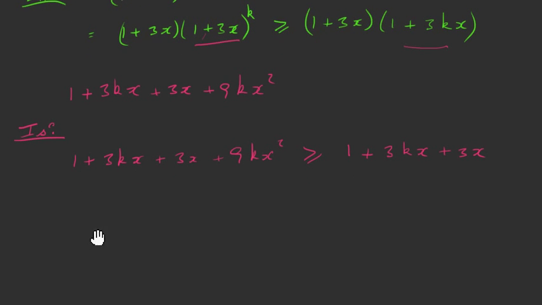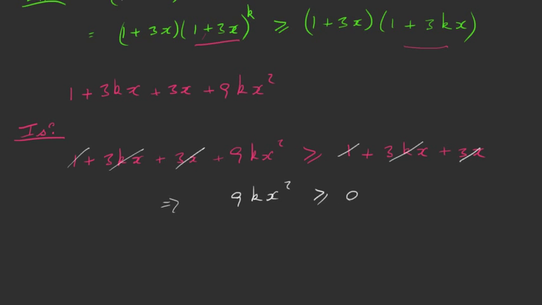Okay, so let's see. We have a 1 on the left hand side and a 1 on the right hand side, so we can subtract 1 from both sides. We have a 3kx here and a 3kx here, so we can subtract that from both sides. We have a 3x here and a 3x here, so we can subtract that from both sides. So what we're left with here is 9kx squared greater than or equal to 0. Okay, now is this greater than 0?